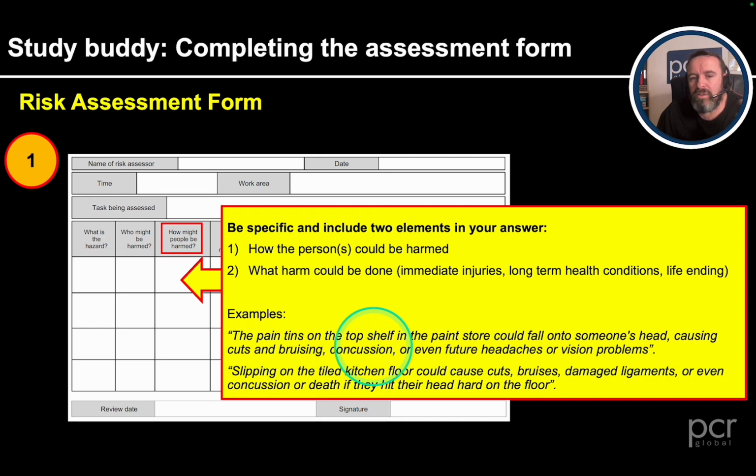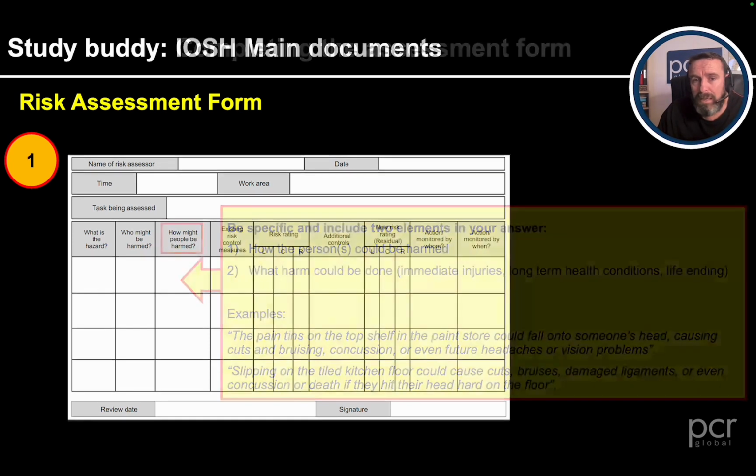Example: the paint tins on the top shelf in the paint store could fall onto someone's head, causing cuts and bruising, concussion, or even future headaches or vision problems. So we are being clear. We can see two elements in this part of our answer. Slipping on the tiled kitchen floor could cause cuts, bruises, damaged ligaments, and so on. So there's definitely two parts to that answer. Be clear.